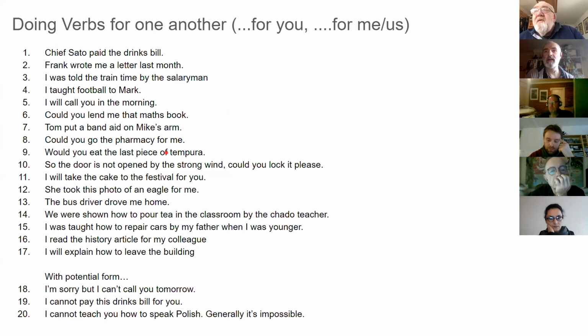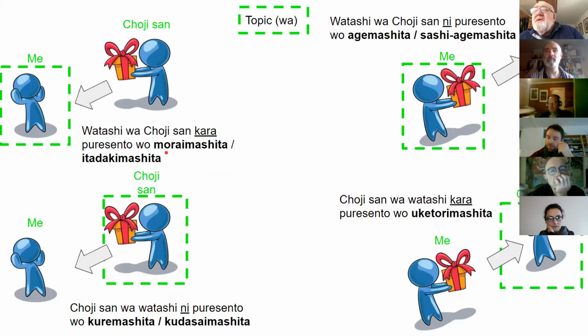Excellent. I forgot the word though for to treat somebody to. Oh, ogotte moraimashita. Oh, ogotte moraimashita. But shiharatte itadakimashita is also fine. Thank you. That's a new word. Ogoru, yes, ogorimasu.